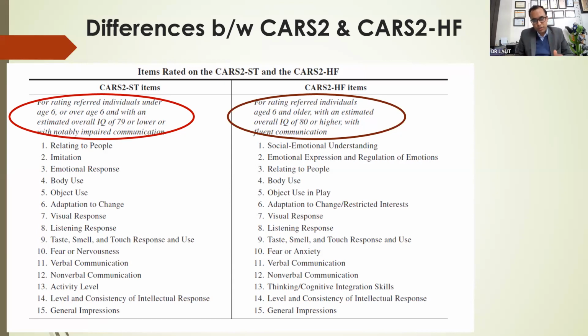If you go through these 15 parameters, there will be a slight difference between the two. Item number 1 in the standard division is relating to people, whereas in HF it is social emotional understanding. But here also there are 15 items, and there also there are 15 items. If I mainly focus on the CARS 2 standard version, leaving aside the HF, we'll be discussing these 15 parameters, that is relating to people, imitation, emotional response, and so on.